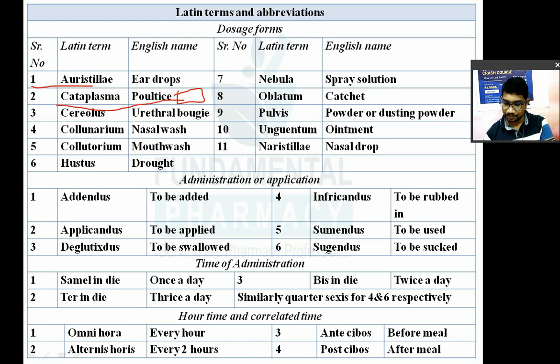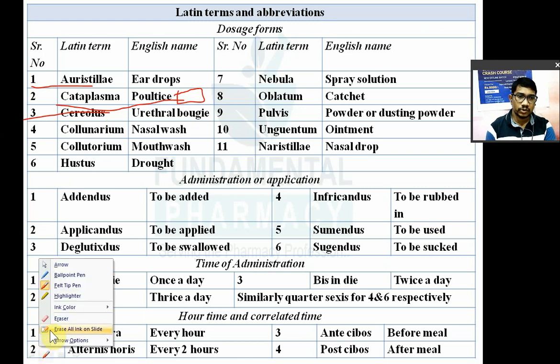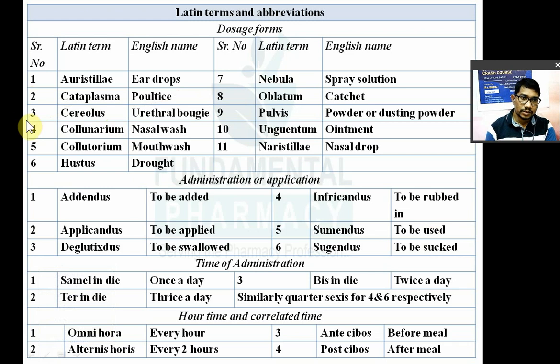So cataplasma means poultice. Then another term is there, cerulolous. Cerulolous means urethral bougie. Cerulolous मतलब urethral bougie. Urethral bougie means what? So urethral bougie is nothing but the pencil-like suppositories.